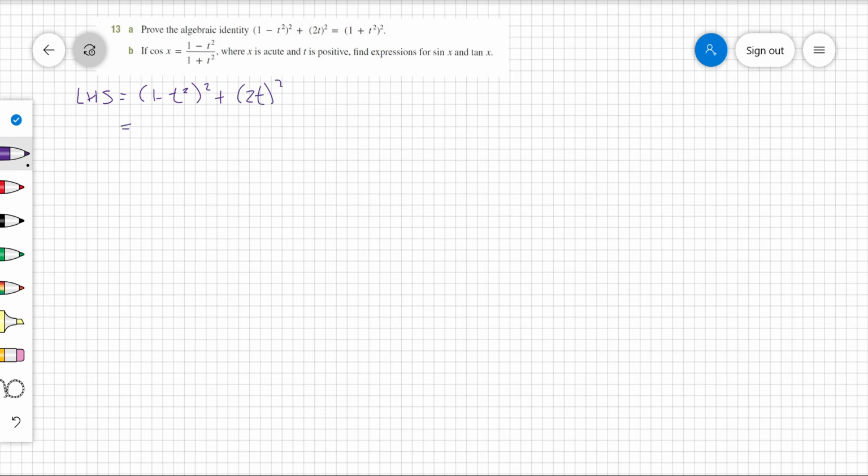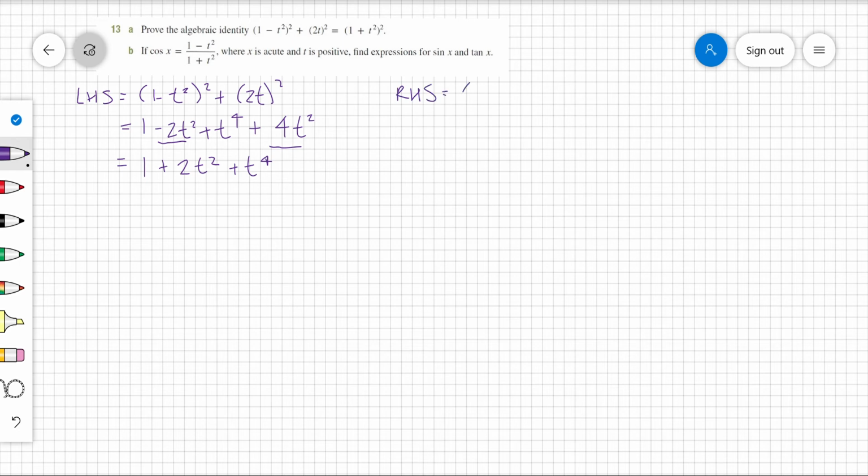(1 minus t squared) all squared. So square the first term, double the product, square the last term. The square of 2 is 4 and the square of t is t squared. When we simplify that, we get 1, we've got 2t squared because a negative and a positive 4 here, and we've got a t to the power of 4.